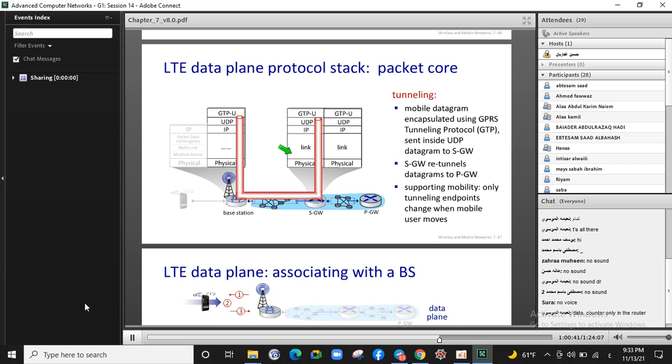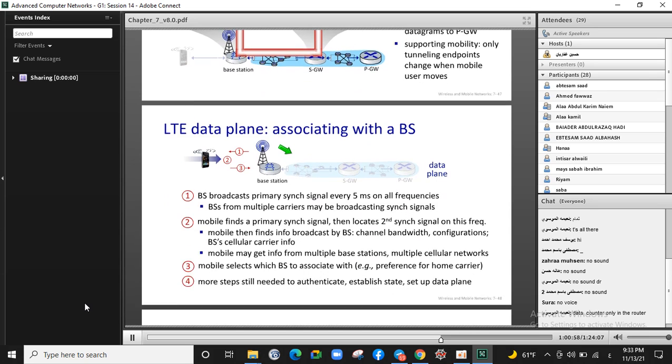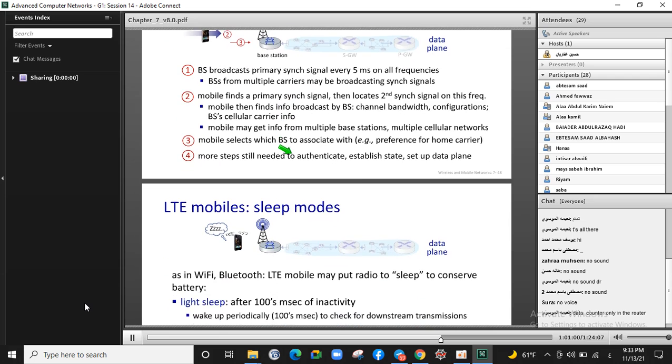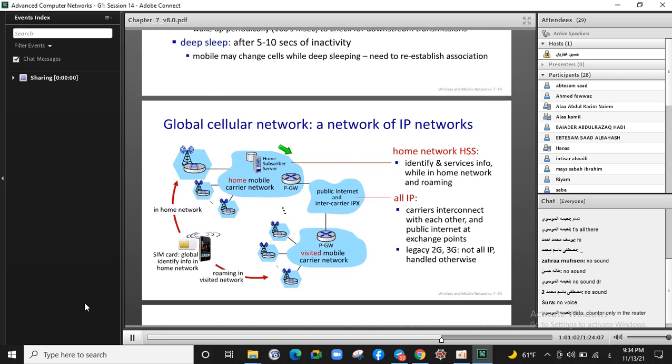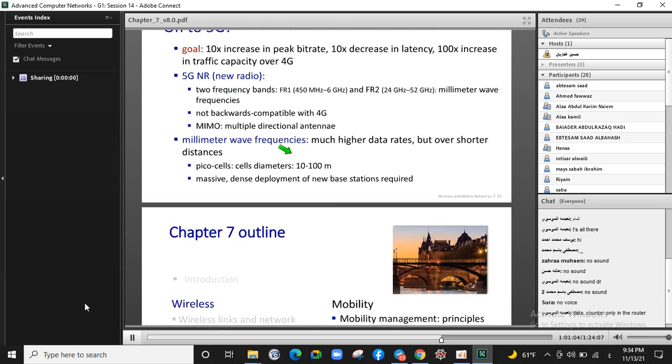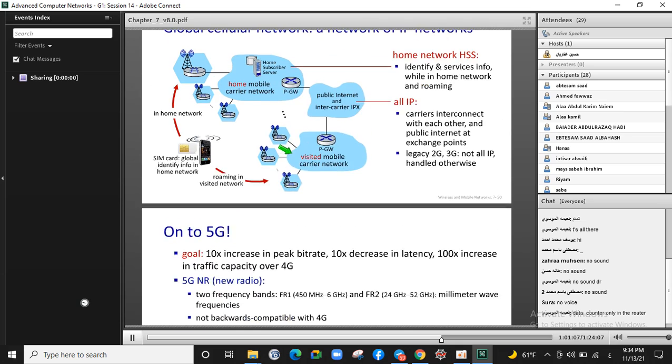However, when I'm using a tunneling technology, it's hard to change the endpoints of the tunnel. After setting the tunnel, I cannot change the destination easily.